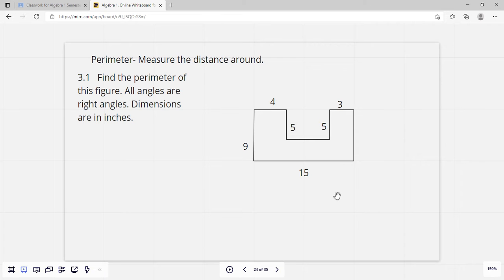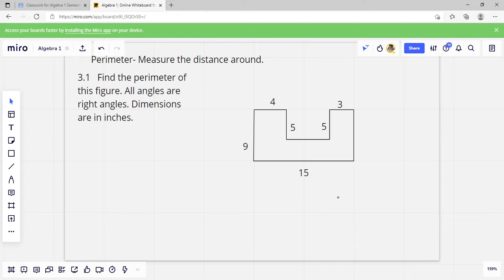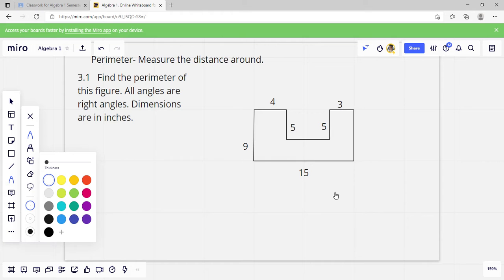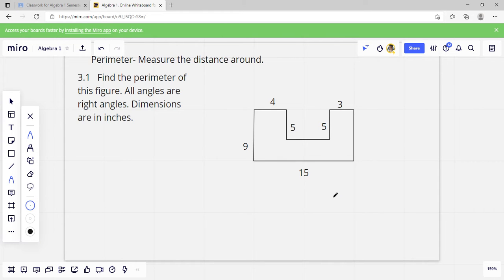Alright, so this one is 3.1. It says find the perimeter of this figure. All angles are right angles and dimensions are in inches. Alright, so the main thing on this is we want to make sure that we are counting every single side, and all we have to do is add them all up. So for perimeter, you just add all your sides. Alright, so we'll just write them down.